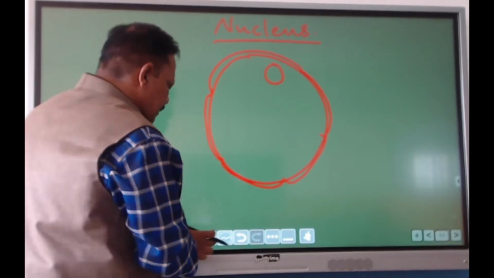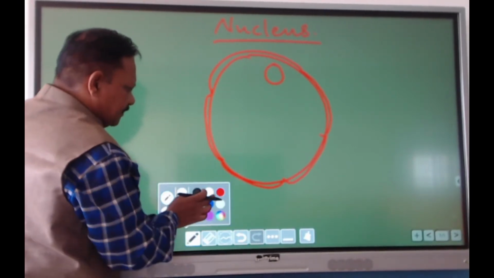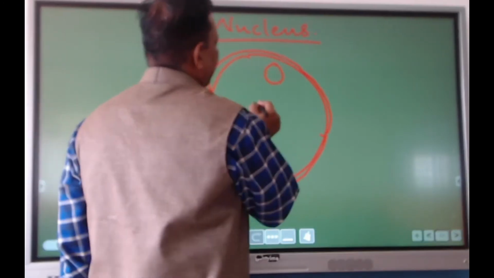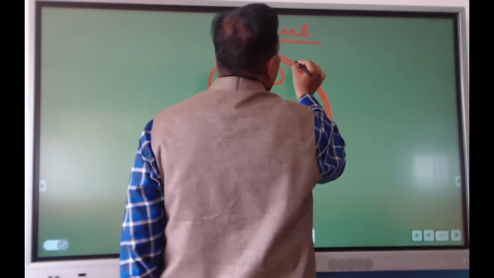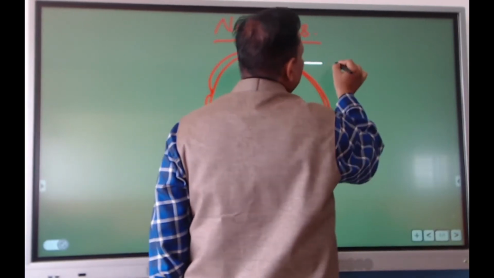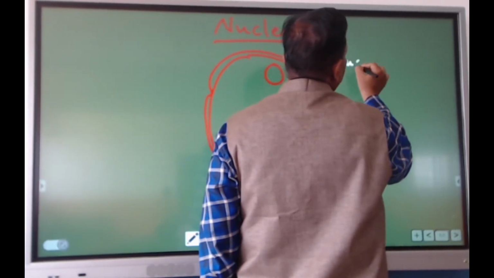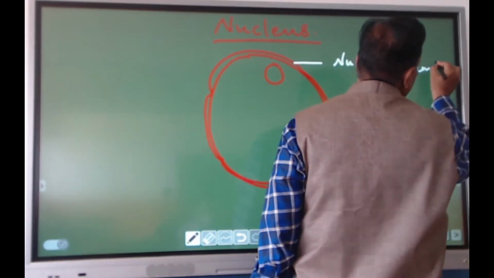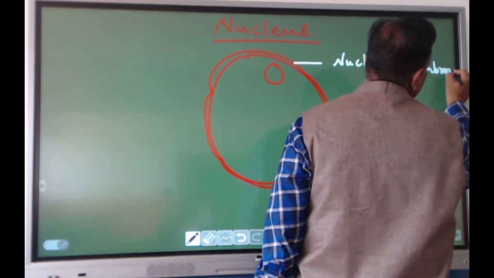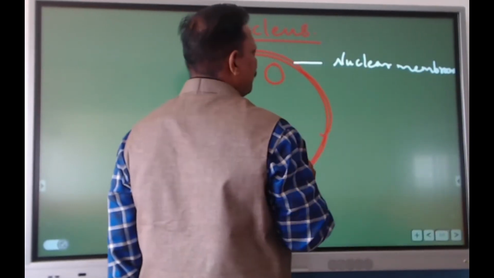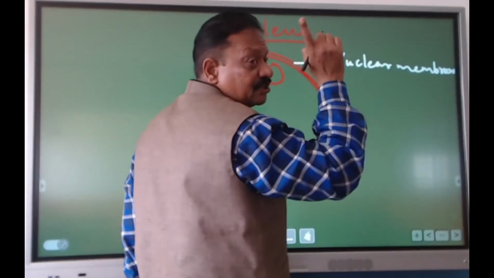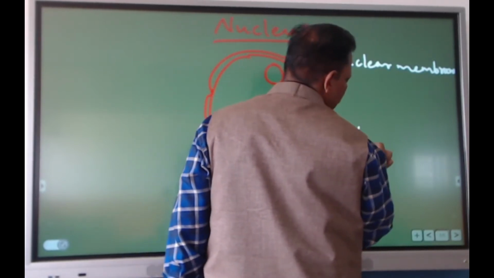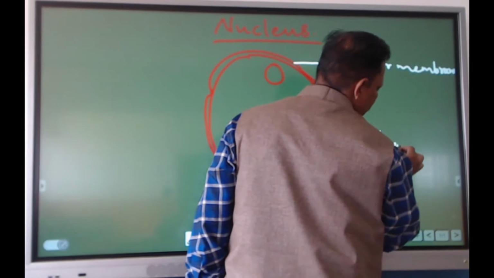And in this nucleus, you can see this one is called nuclear membrane. This is nuclear membrane. It is double layered structure, and this one we are calling it as nuclear pore.